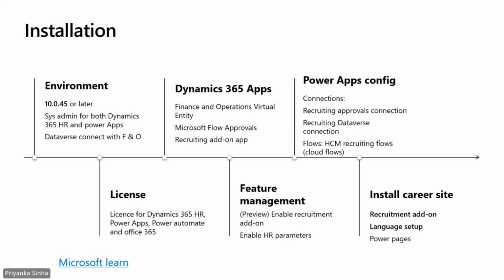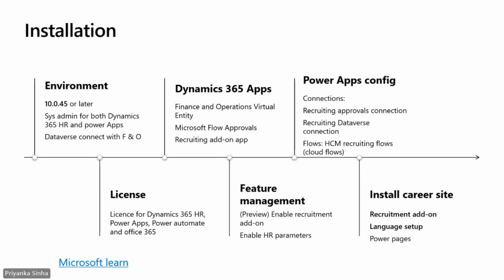And then you also need to enable the feature in Finance and Operations, which is about the recruitment. And then you have to enable certain parameters, which I will be talking about in the next slides. And then from the Power Apps configuration perspective, you need to enable the approval connections, the Dataverse connections, and there are certain flows which are running, which you need to enable.